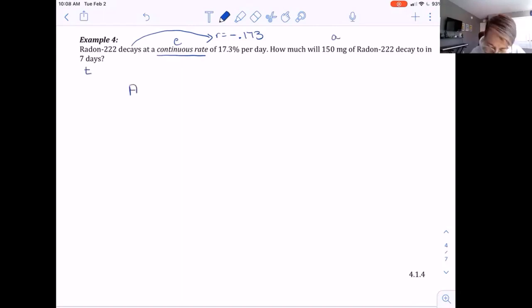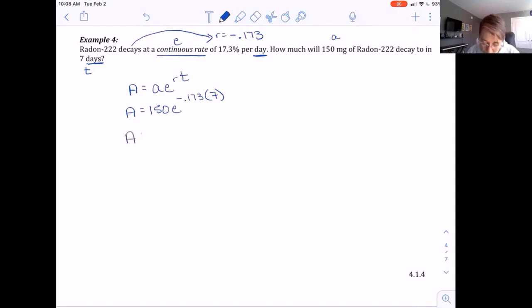Then it's asking how much will 150 milligrams, so this is our starting amount, decay to in 7 days. That's our T. Well, capital A equals little a times e to the RT. So we're trying to find that ending amount. If we started with 150 e to the, and it decays at a rate of negative 0.173 for 7 days. Be sure your units in your T is the same as your unit of your rates. So if that's how much it's decreasing per day, be sure that they're giving you days. If they're giving you weeks, you need to change the time to days. Be sure those units are the same.